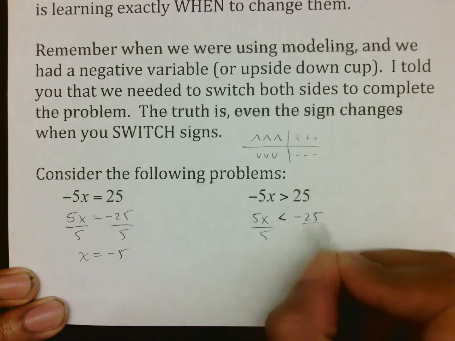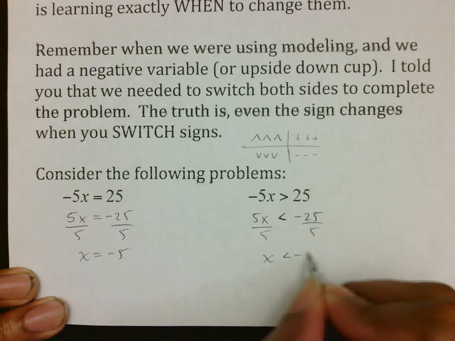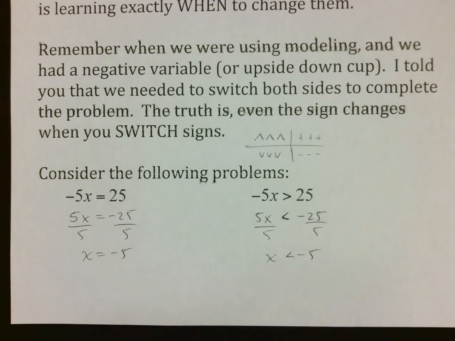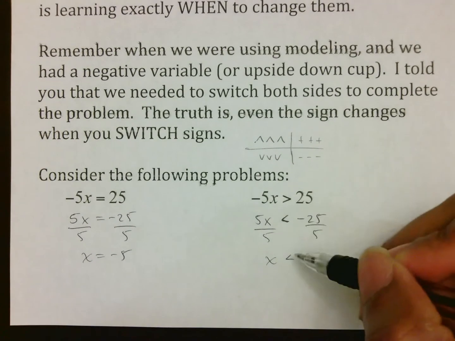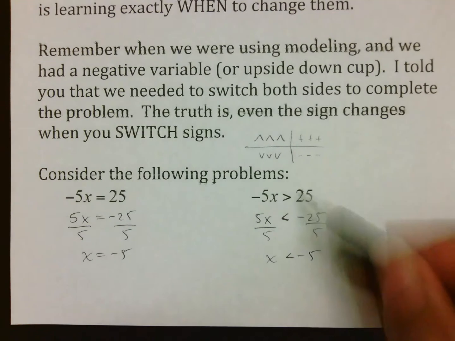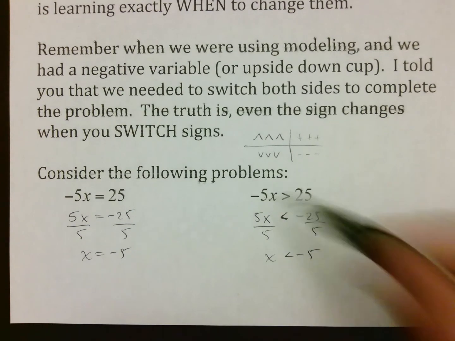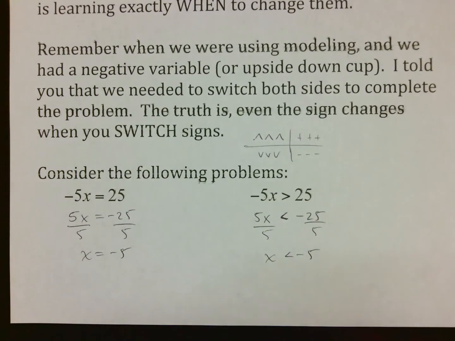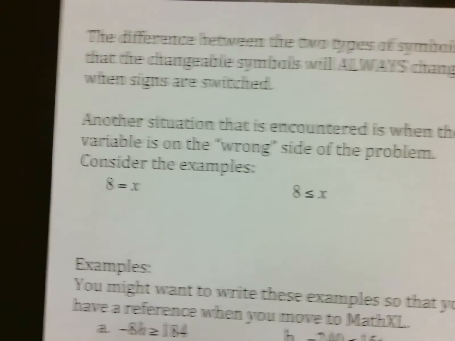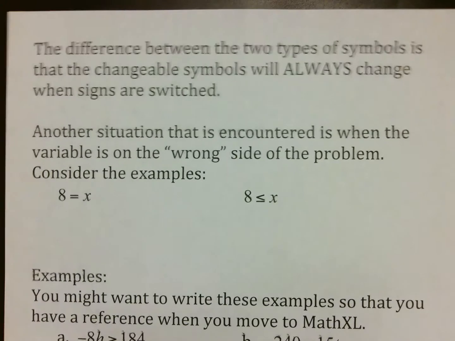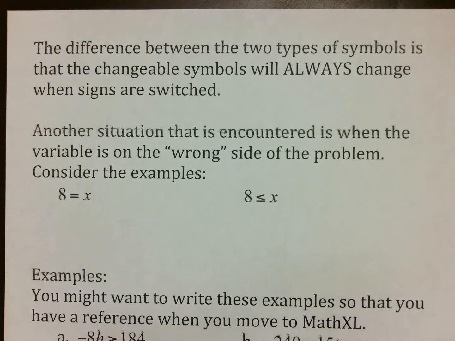And then when you divide by 5 here, you end up with x is less than -5. So again, notice the signs here and the signs there are different, but the only reason they changed is because I had to switch that -5 to become a positive 5. The difference between the two types of symbols is that the changeable symbols will always change when signs are switched.